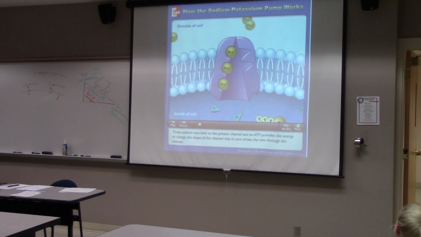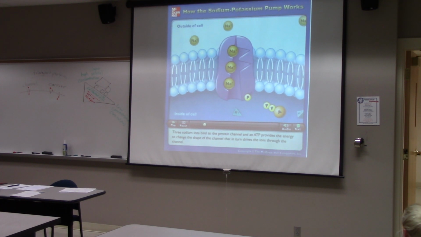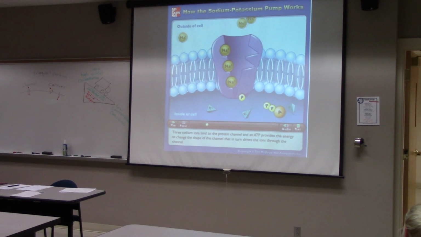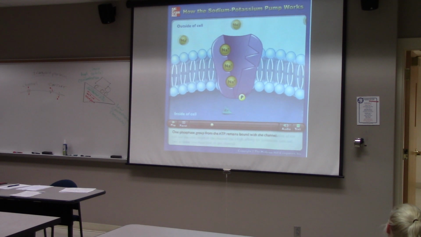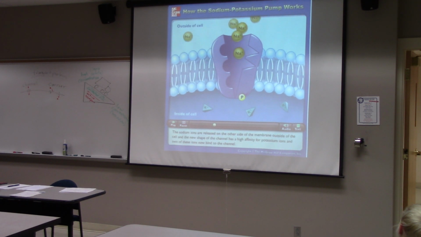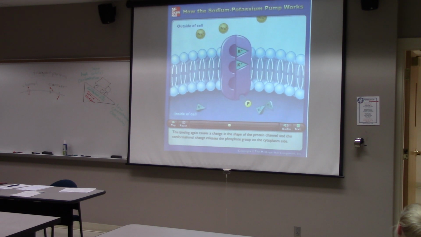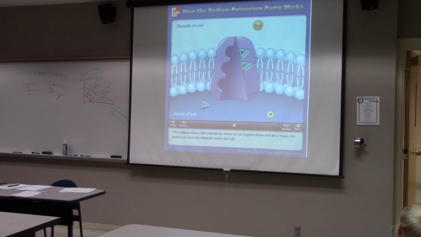3 sodium ions bind to the protein channel, and an ATP provides the energy to change the shape of the channel that in turn drives the ions through the channel. 1 phosphate group from the ATP remains bound with the channel. The sodium ions are released on the other side of the membrane outside the cell, and the new shape of the channel has a high affinity for potassium ions, and 2 of these ions now bind to the channel. This binding again causes a change in the shape of the protein channel, and this conformational change releases the phosphate group on the cytoplasm side.